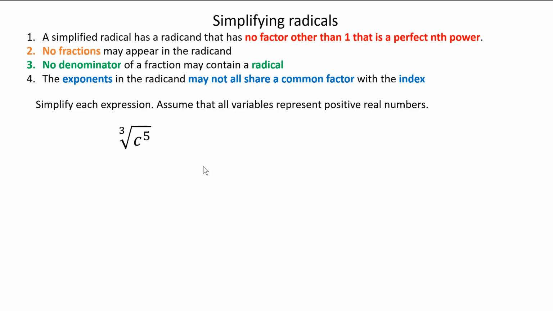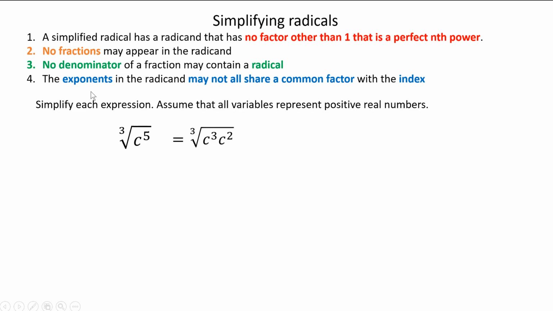So here we have the cube root of c to the 5th. Let's look at the rules here. It says a simplified radical has a radicand that has no factor other than 1 that is a perfect nth power. That's not true here because c to the 5th can actually be factored to c cubed times c squared. C cubed is a perfect third power. The cube root of c cubed is just c. All right, so this was not simplified yet. It had a perfect cube in it, so we have to factor that out, and then the perfect cube, c to the 3rd, can escape from the radical.